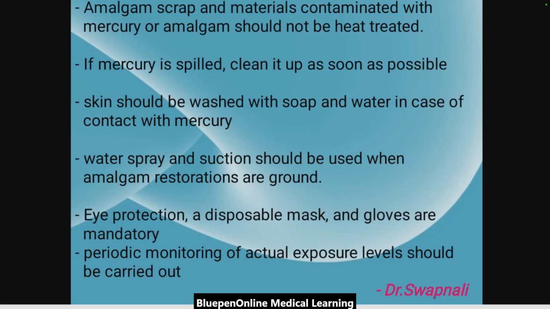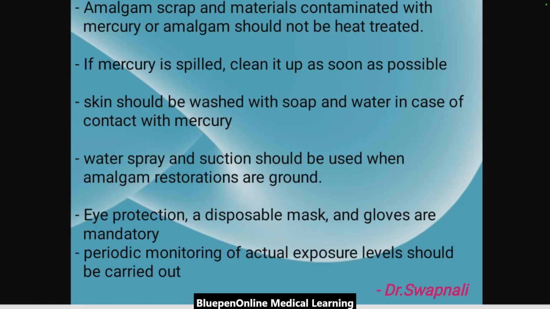If mercury is spilled, clean it up as soon as possible. If mercury is spilled over the carpet, it is very tough to remove it. You cannot use vacuums for that because it will increase the hazard of mercury; it will get incorporated into the air. So you have to make sure that you use some mercury powders which are available in the market, which will coat this liquid mercury and make it easy to collect for disposal.